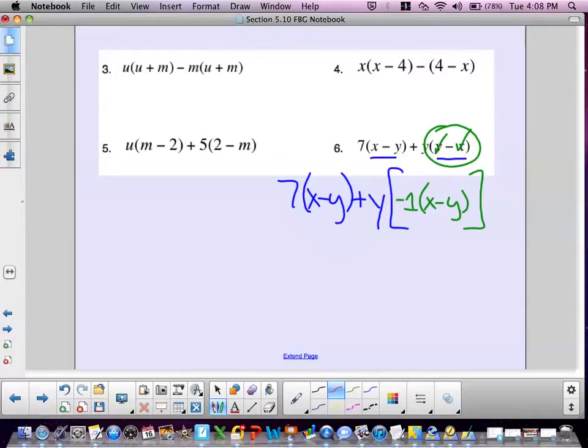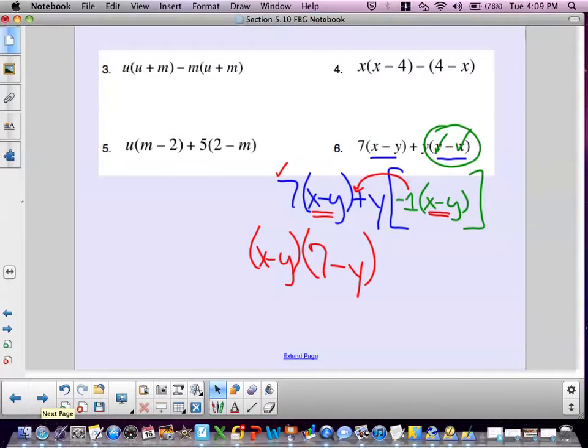My common binomial factor is x minus y. And then what's left behind is the 7 and I have a positive y here, but I'm multiplying it by a negative 1. So what I really end up with is a negative y. The operation has changed. So x minus y times 7 minus y become the binomial factors for number 6.